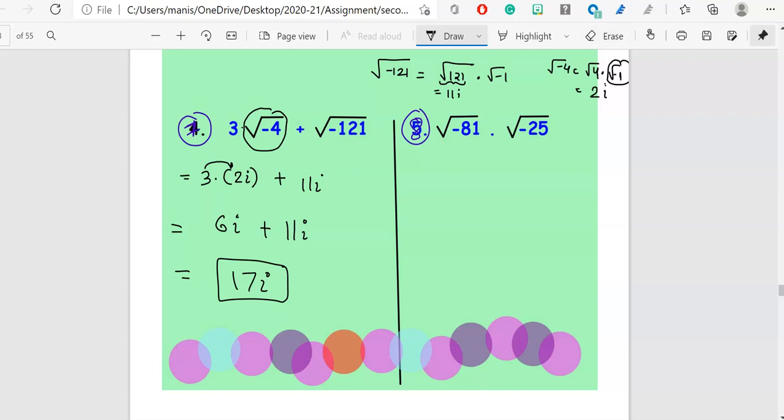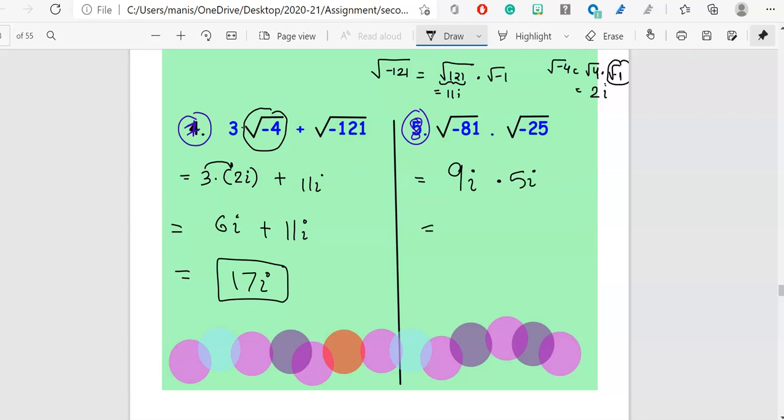So let's look at this problem over here. Another one. So the square root of negative 81. First of all, I know the square root of 9 times 9 is 81. So I can write 9 over here. Because there is a negative sign inside the radical, I will put i over here. This is my times over here. Again, this will be 5i.